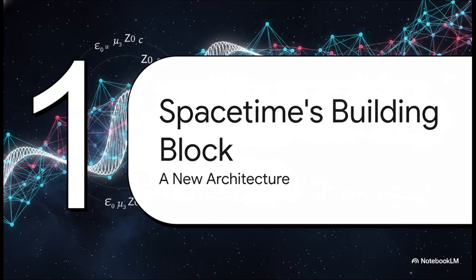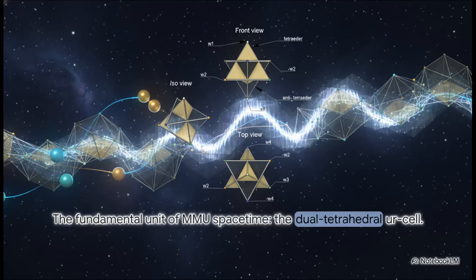Okay, so to really get how the MMU explains light, we have to start at the very beginning, with its most fundamental claim, that spacetime itself has a hidden architecture, a basic building block that makes up the very fabric of our reality. In this view, spacetime isn't some smooth, stretchy sheet like we often imagine. Nope. It's a discrete lattice, like a crystal, and it's built from this one fundamental unit, the dual-tetrahedral year cell. Just try to picture it, all of space, everything, constructed from these tiny, interconnected geometric structures.